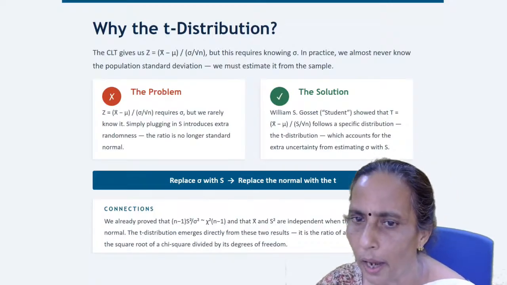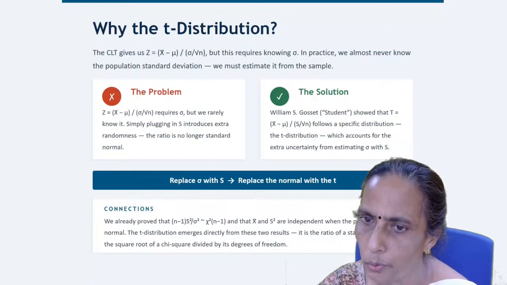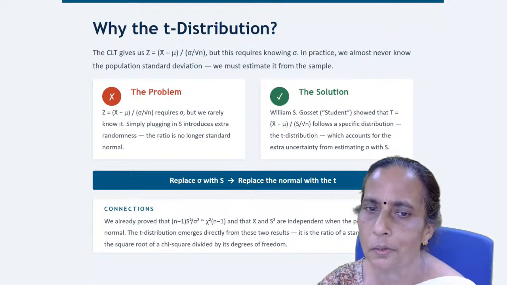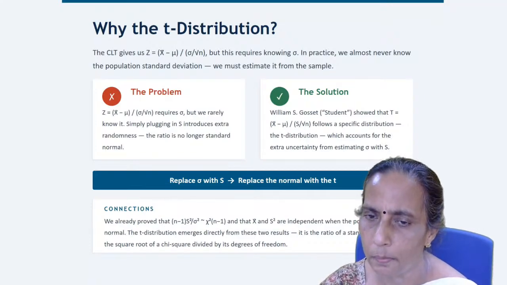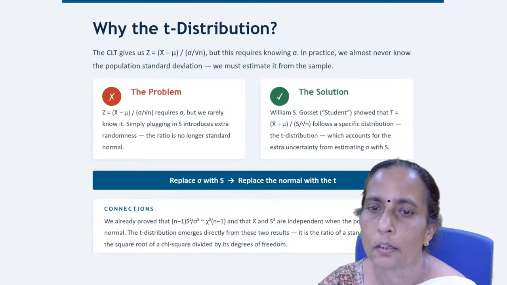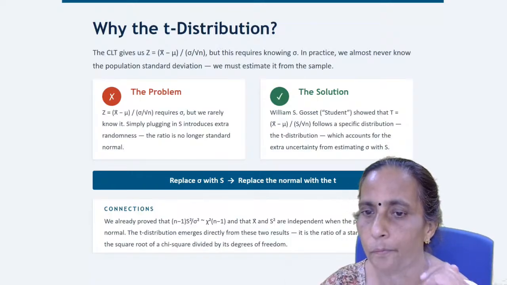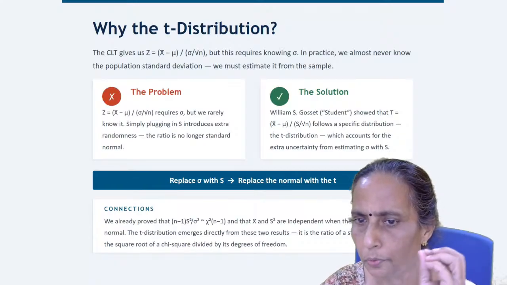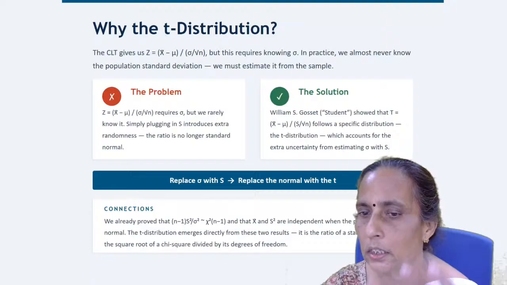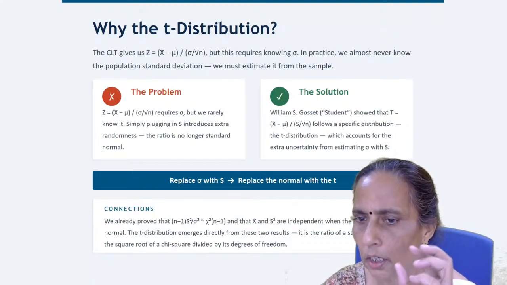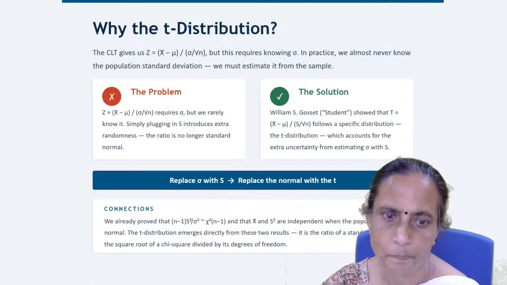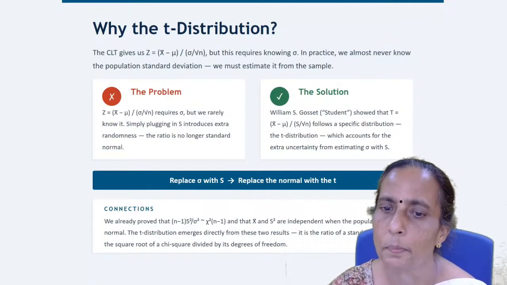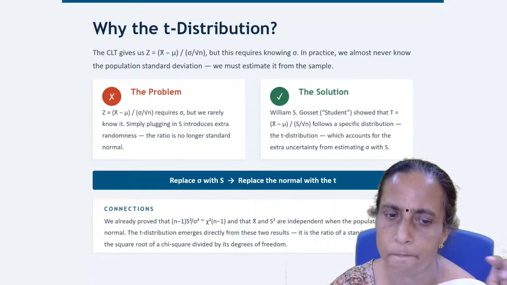William S. Gosset, whose pen name, or pseudonym, was Student, showed that t is equal to x bar minus mu divided by s by square root of n, and it follows a specific distribution called the t distribution, which accounts for the extra uncertainty from estimating sigma with s. So replace sigma with s, which implies replace the normal with t.